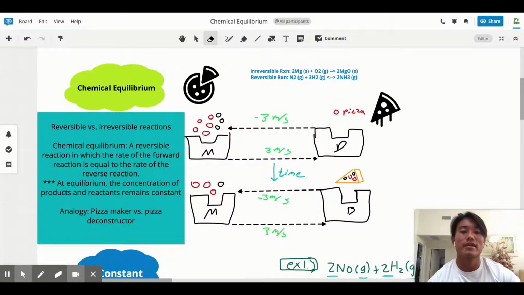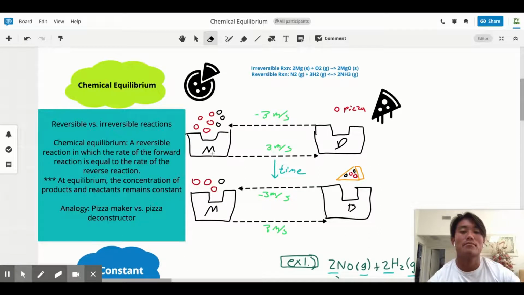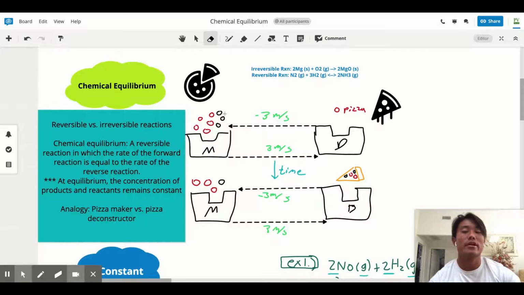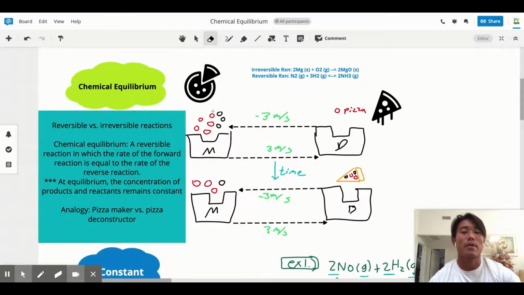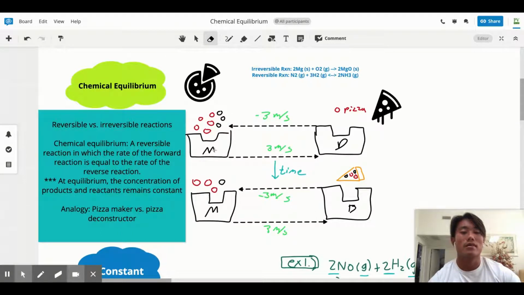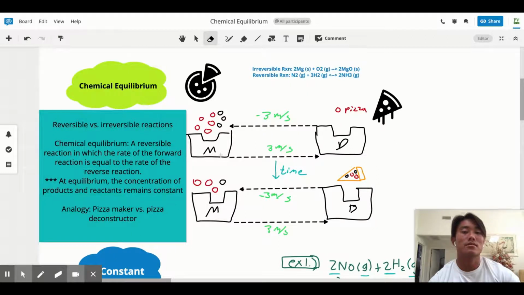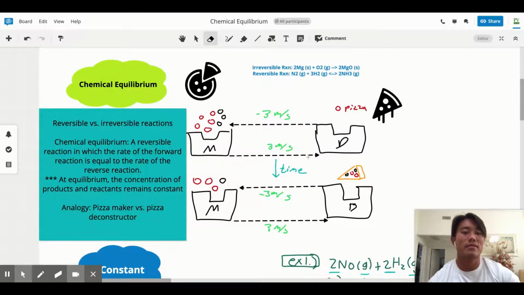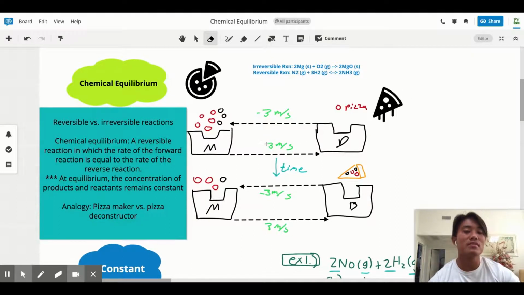So on the left-hand side of this system, I have a pizza maker as signified with the capital M. And on the right-hand side, I have a pizza deconstructor as signified with the capital D. As you can guess, if I put starting ingredients, which are pepperonis and sausages, into the left-hand side machine, this machine is going to crank out some pizza, right? So I put these guys in here. This right arrow represents the process of making the pizza. And this rate is going at 3 meters per second.